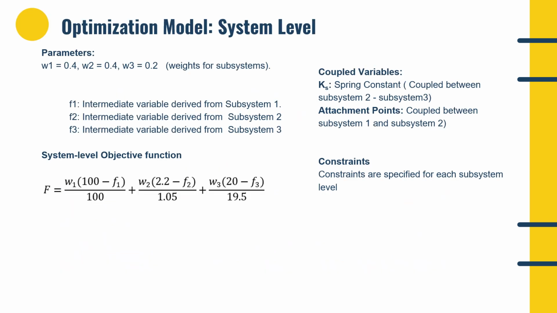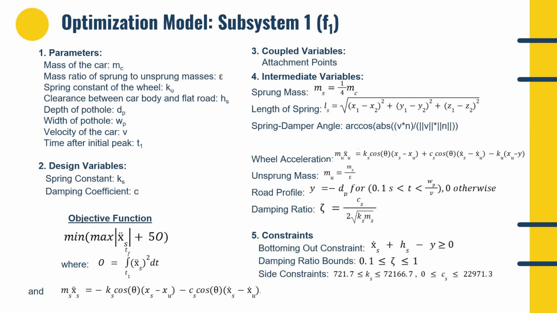Here is our system-level objective function, which normalizes each individual subsystem-level objective function using the upper and lower practical values and weights them and sums them together to create a 0 to 1 scale of how well our suspension is performing. For the optimization model of subsystem 1, we have parameters such as the mass of the car and spring constant of the wheel, design variables such as spring constant and the damping coefficient, and a couple of variables such as attachment points, which will be used to calculate the length of the spring and spring damper angle.